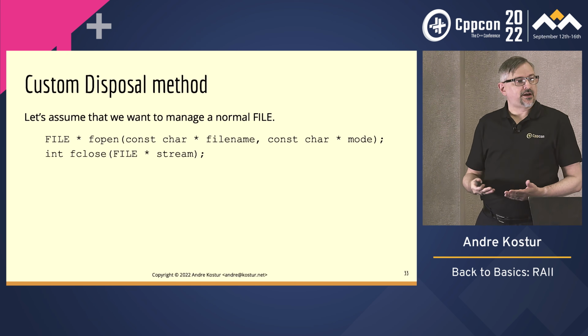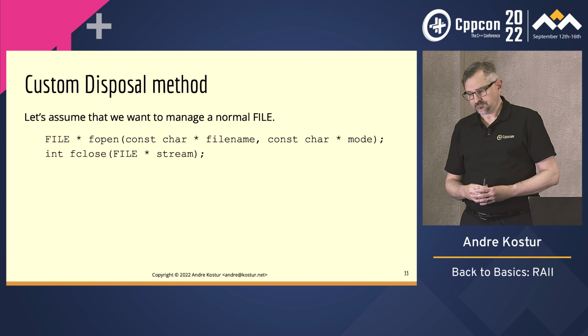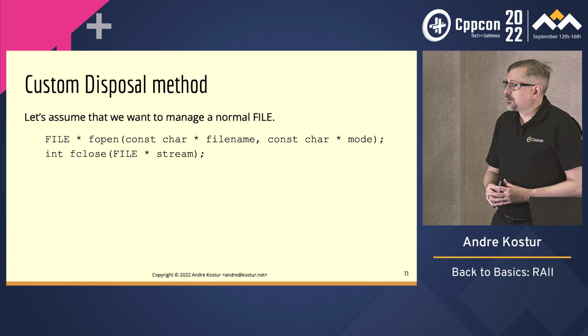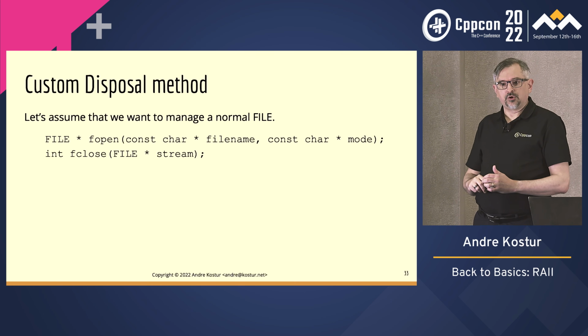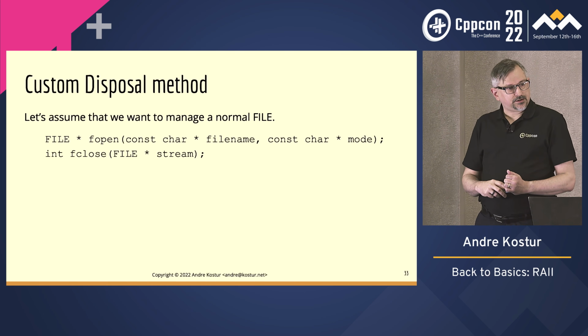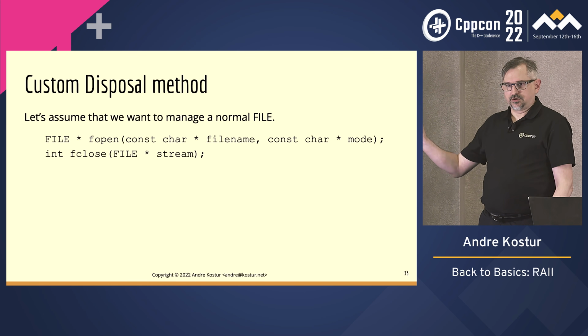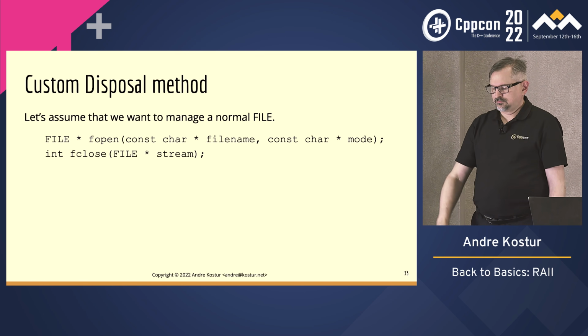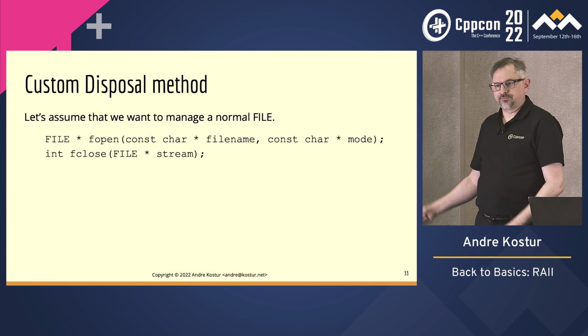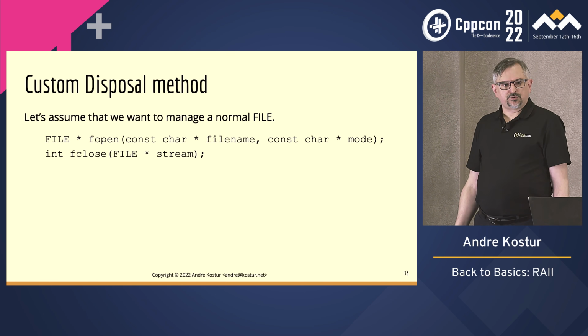So let's assume we want to manage a FILE star. As a reminder, this is at least more or less what the fopen and fclose functions look like. Some standard libraries add in things like restrict and a few other interesting things. But essentially, you have your fopen and your fclose. How do I get this into a std::unique_ptr?